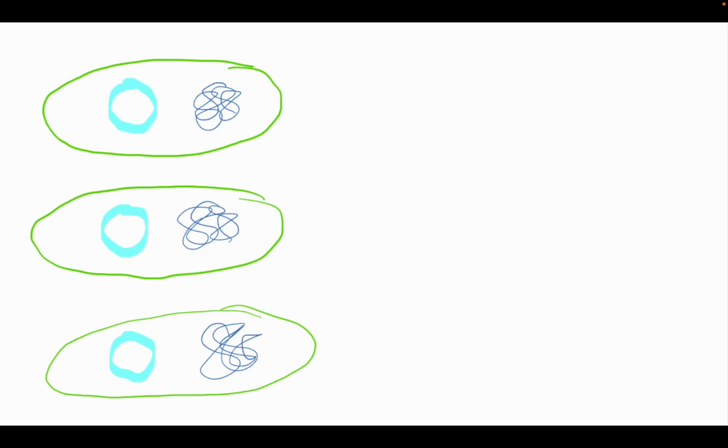So let me enlarge the plasmid. Let's say this is the plasmid. Okay, so they're double-stranded, right? So bear with me, class. This is an art class.